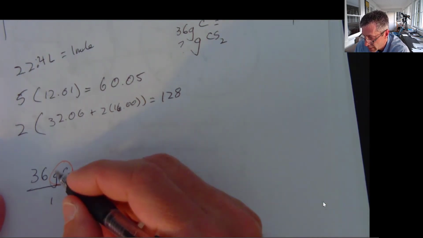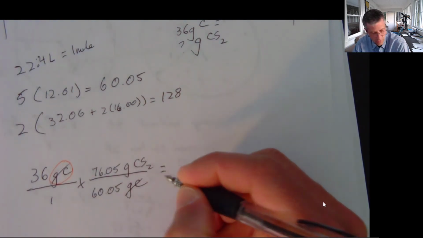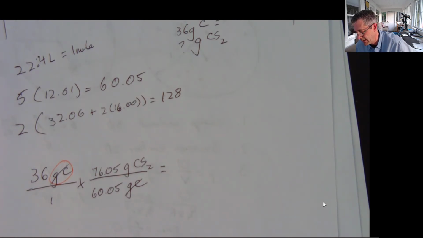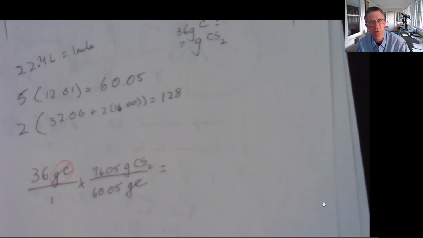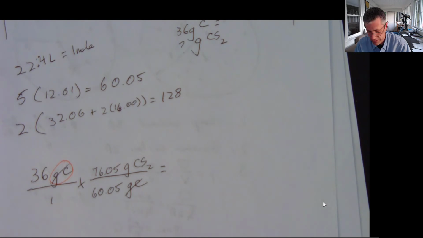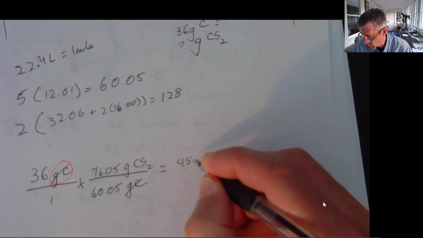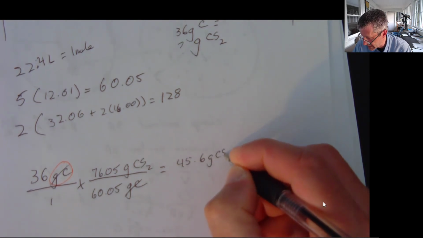So notice what I've done here. My units are going to cancel, so it's going to work out. When I get my calculator out, I'm going to multiply 36 times 76.05. I'm going to divide that by 60.05 and end up with 45.6 grams of CS2.